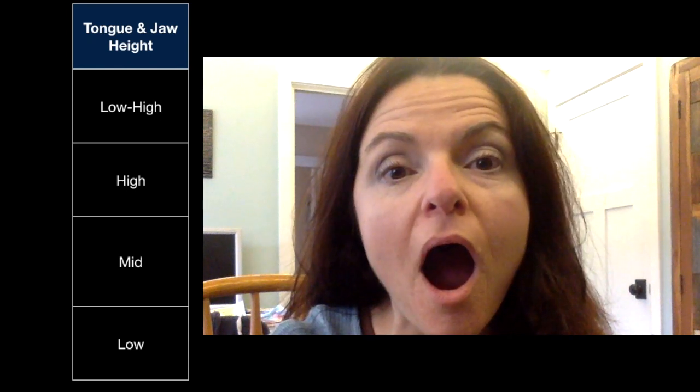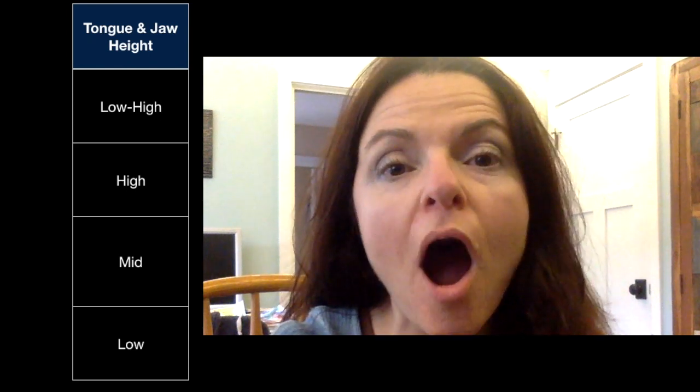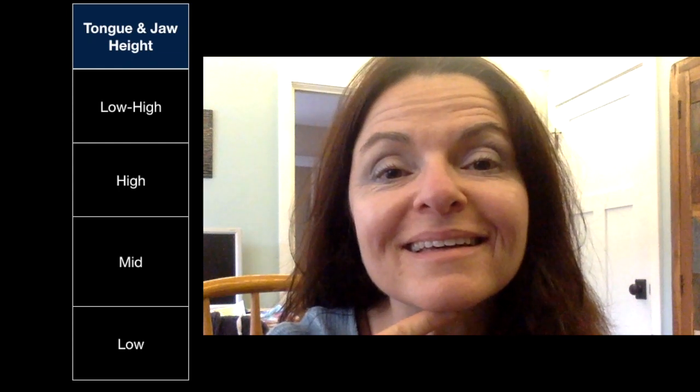The jaw lowers so that the tongue can lower. So here's my jaw. If my jaw is very low, that means my mouth is very open. That's very low. Ah. But if my jaw is very high, my mouth is almost closed, such as E, E. That's a high jaw and a high tongue.